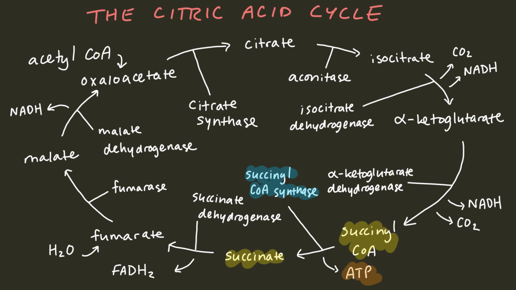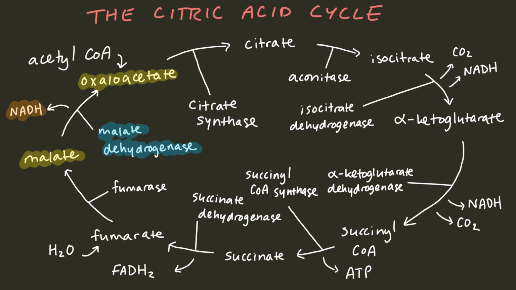Succinyl-CoA is then turned into succinate with the help of succinyl-CoA synthetase. This reaction produces an ATP. Succinate is then turned into fumarate with the help of succinate dehydrogenase. This reaction produces a molecule of FADH2. More on this molecule in a little bit. With the help of fumarase, fumarate combines with water to form malate.